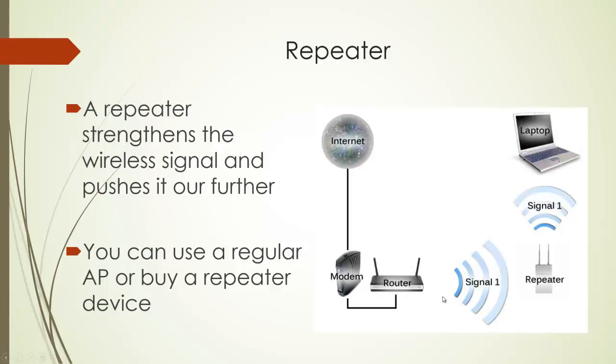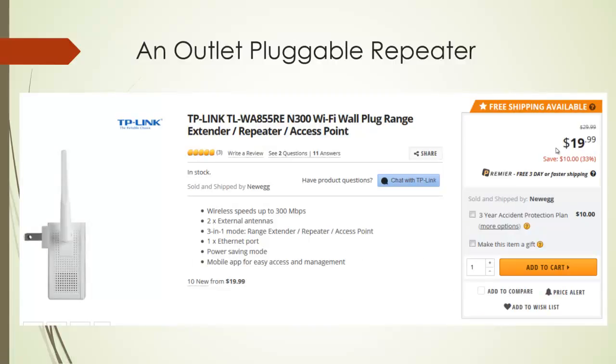I could put a repeater on the right side of my house, and that would help strengthen the signal and get it back out to my backyard. All right, so you can buy hardware repeaters. Here's one from Newegg. It's 20 bucks. You just plug it into a wall outlet, and that'll strengthen your signal.